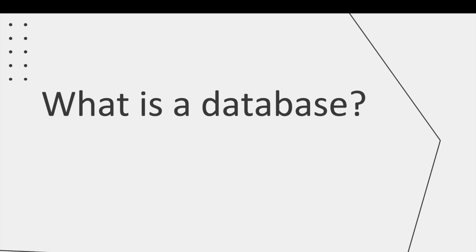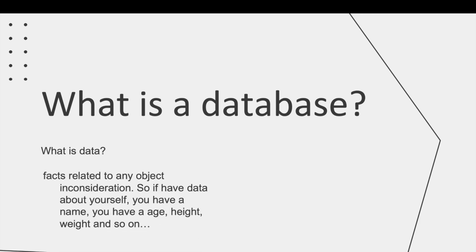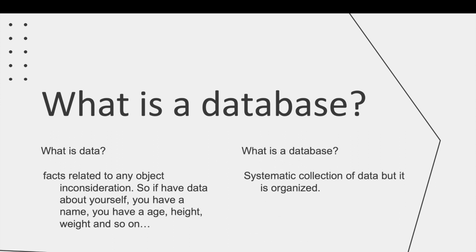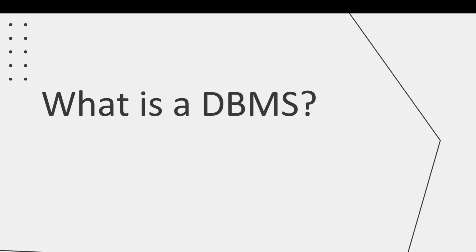Before we start, let's separate the word first because it's good to understand what data actually is. And I want to make it as simple as possible because it's not really that difficult. Data is basically fact related to any object in consideration. So if you have data about, let's say yourself, you have a name, you have an age, you have a height, and you have a weight, and you can go on. And a database is an organized collection of structured information. And most of the time, the data is stored in a computer.